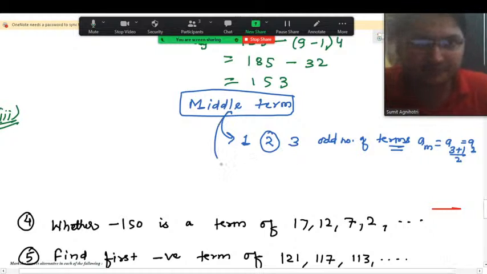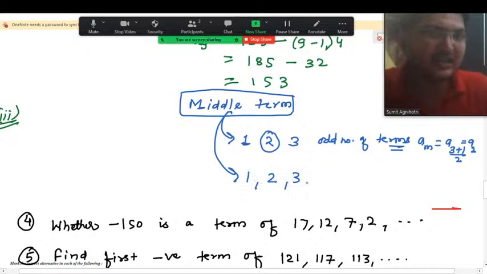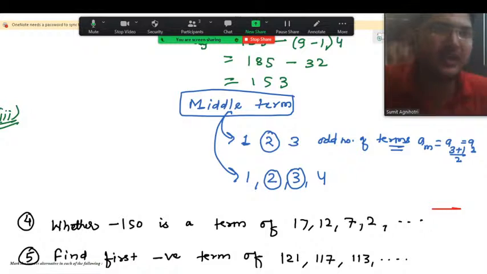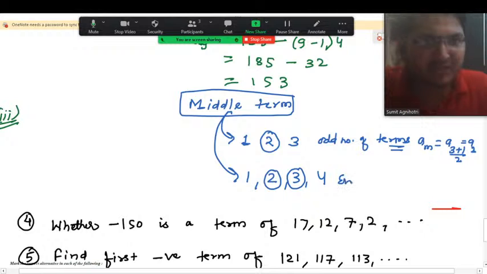Similarly, if I have 1 written here, 2 written here, 3 written here, 4 written here, which term is my middle term? Now you should answer. Do we add the average, 2 plus 3 divided by 2? We can't take the average because the terms are not in decimal here. We should consider both 2 and 3 as our middle value. So when we have an even number of terms, there are 2 middle terms. There are 2 middle values.